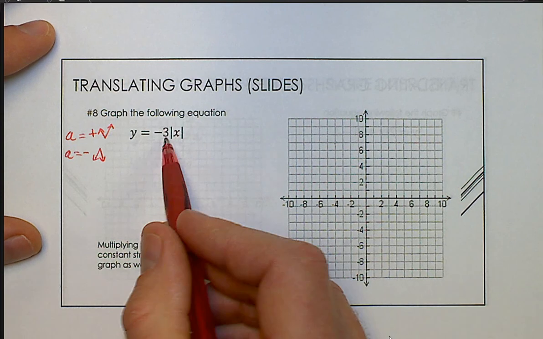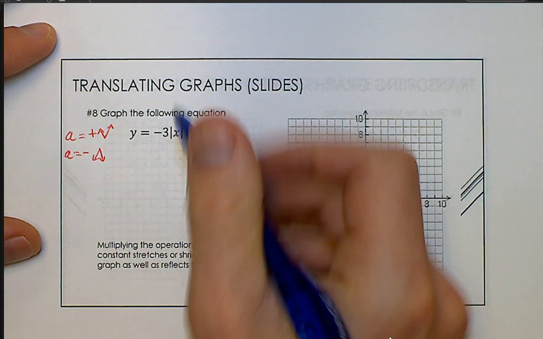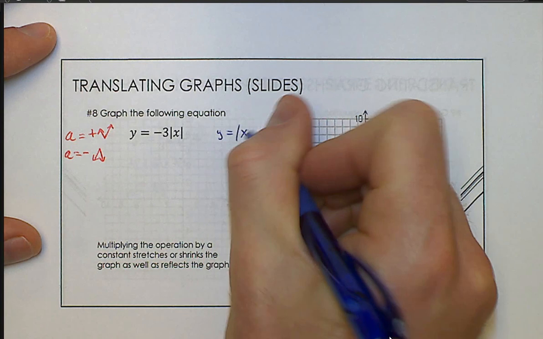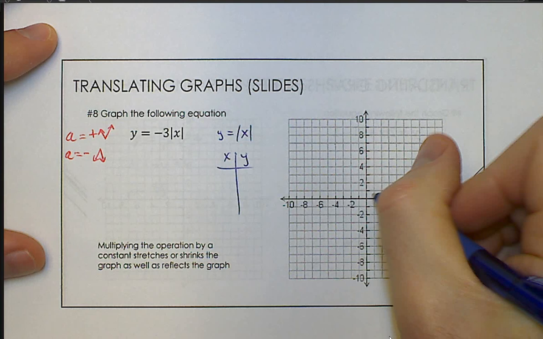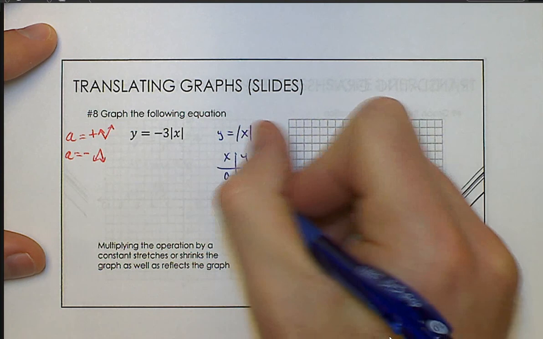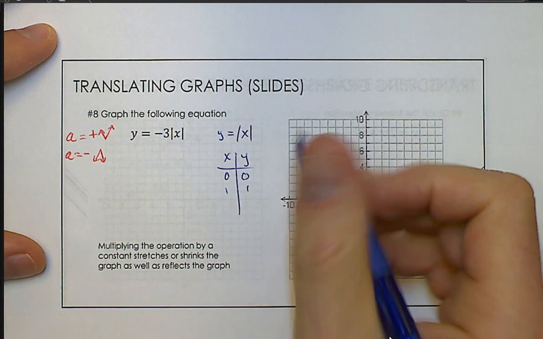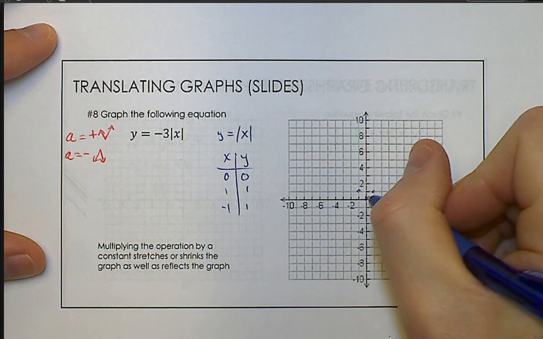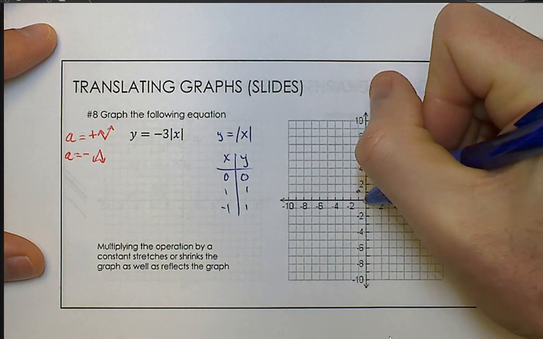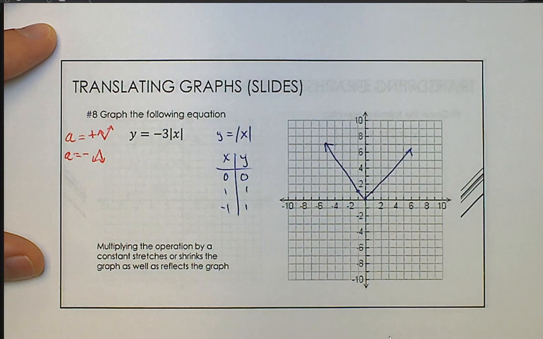So let's graph the parent function. The parent function would just be the absolute value of x, which is just going to be something like this: (0, 0), (1, 1), (negative 1, 1). We'll do this very quickly, and we already know because we've already graphed it. There's the parent function.